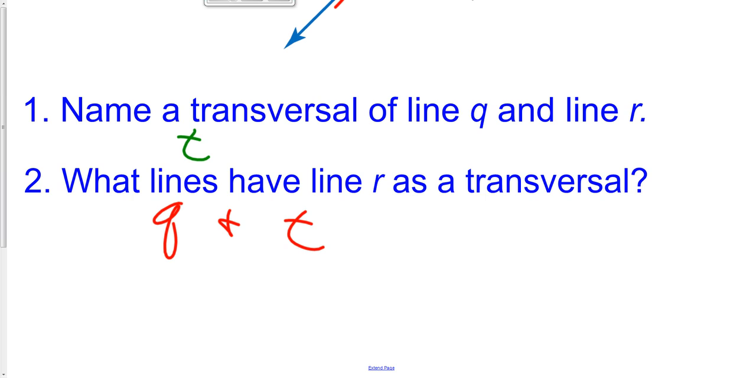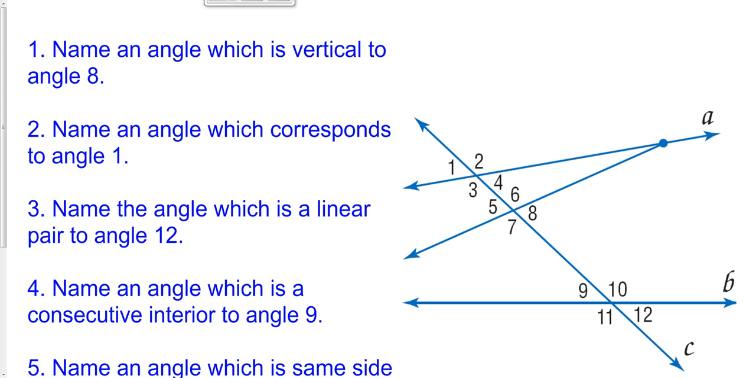All right. So now in this one, we have 3 lines that are intersected by a transversal. So when 3 lines intersect, it forms 12 angles. So for some of these, we're going to have multiple answers, so just be prepared for that. Name an angle that is vertical to angle 8. So here's angle 8. The vertical angle, we learned last chapter that vertical angles are congruent. It's going to be angle 5. Angle 5 and angle 8 are vertical angles.